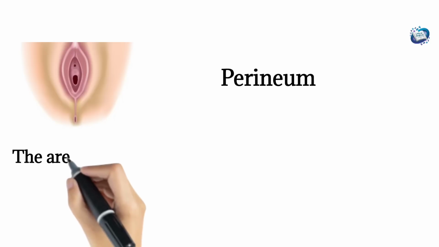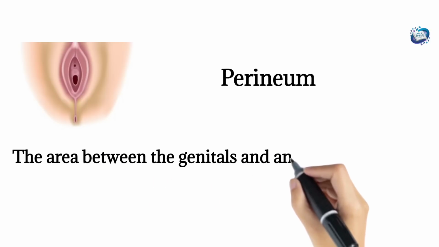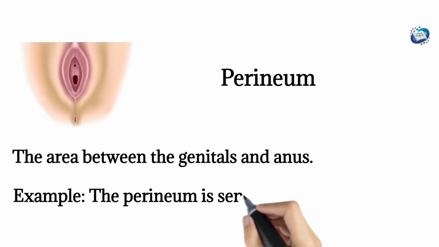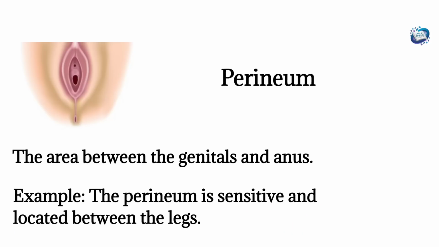Perineum. The area between the genitals and anus. Example: the perineum is sensitive and located between the legs.